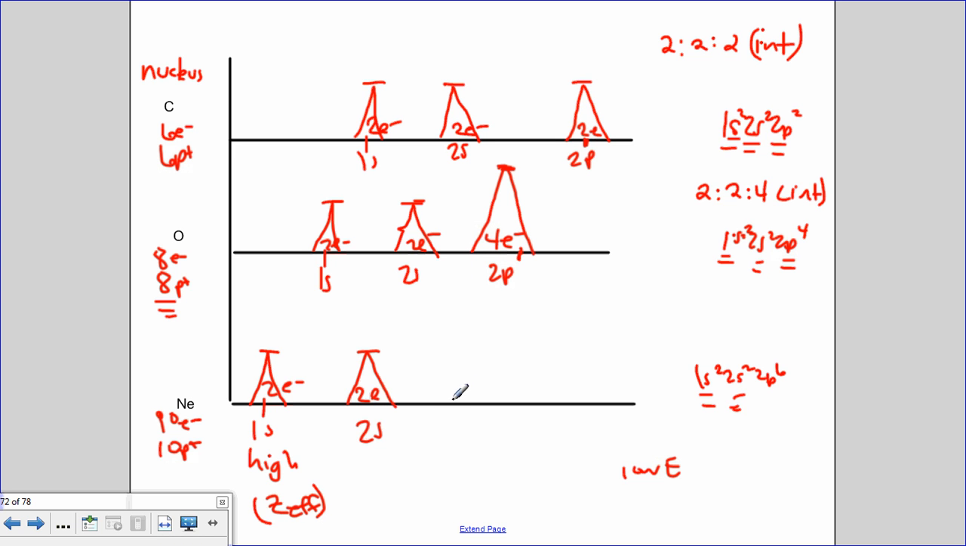Lastly, we have neon, and neon has a stronger effective nuclear charge because of the 10 protons there, and it's going to have triple the electrons. So this peak's going to go way up here. It's a beautiful peak. 2p6 electrons. So this should be approximately 3 times the size. It's not great, but it's approximately 3 times the size. So the relative intensity is a 2 to 2 to 6 ratio here for intensity.